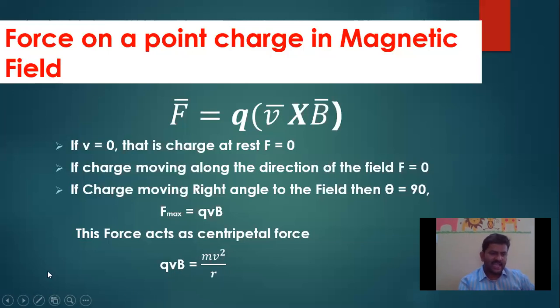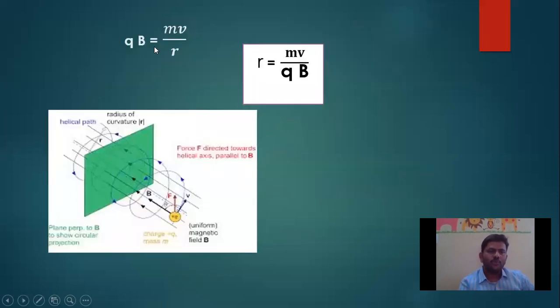V gets cancelled. We get QB equals mv by R. If we reorganize this, we get R equals mv by QB. That means the radius of the circular path is directly proportional to the mass and velocity of the charged particle, and inversely proportional to the charge of the particle as well as the magnetic field. That is what we saw in our simulation also. If we increase mass, the radius is increasing. If we increase velocity, the radius is increasing. If we increase the charge, the radius is decreasing. If we increase the magnetic field strength, the radius is decreasing.